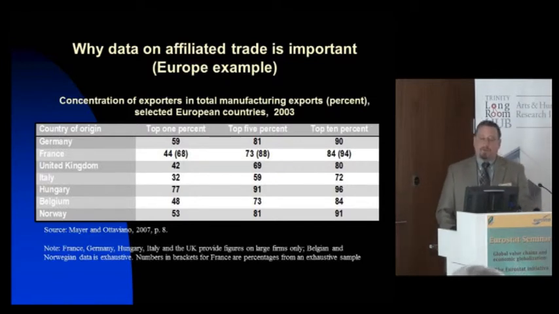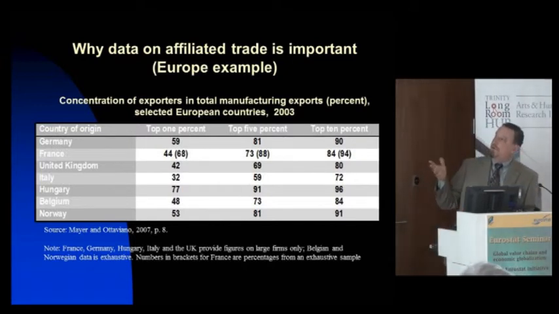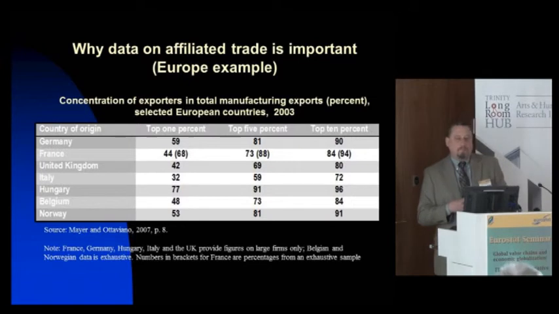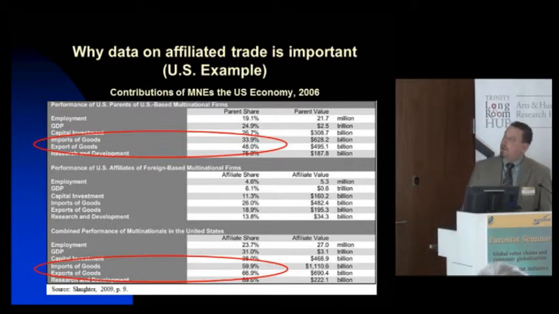As I said, data on intra-firm trade is largely missing. There has been research done through microdata linking and other estimation techniques in Europe, and you can see the importance of large firms in international trade in Europe. And there was a similar study done by some colleagues of mine in the U.S., where data is a little bit richer in regard to multinationals. And again, you can see the incredible importance of multinational enterprises in the economy.